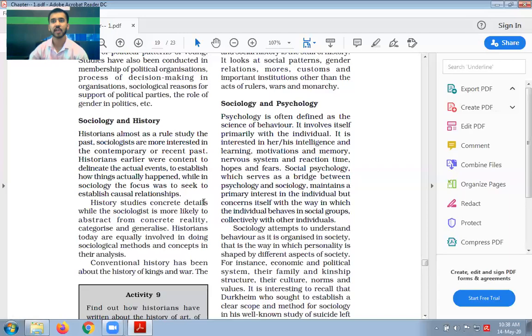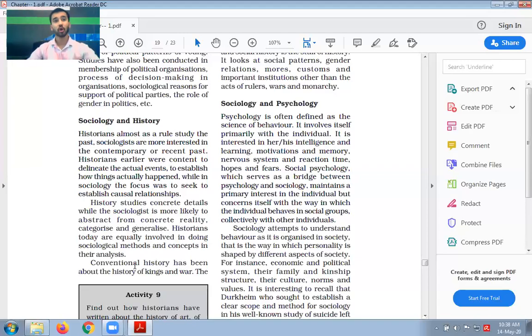Concrete details means that a particular king has come, Prithviraj Chauhan has come, Shivaji has come, Akbar has come, Aurangzeb has come, Babur has come. How many empires they occupied, how many armies, the capital they had, how many battles they won. So it is all about concrete, something very related to specific details of history. But remember, sociology is more likely to abstract from concrete reality.